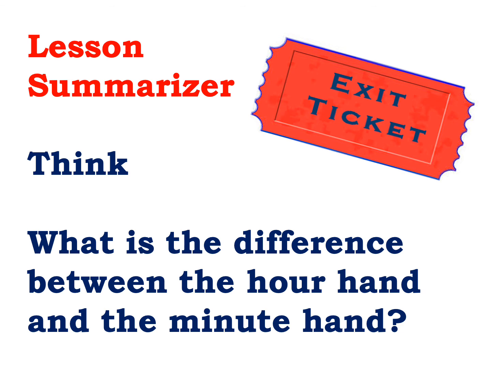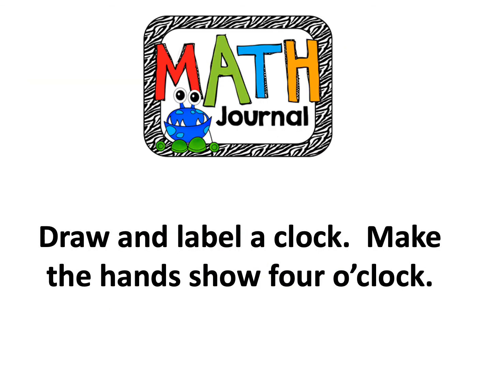Very good. For your assignment today, boys and girls, I would like you to draw and label a clock and make the hands on the clock show 4 o'clock. So draw the clock, put all the numbers, and then make it say 4 o'clock and label the hour hand and the minute hand.